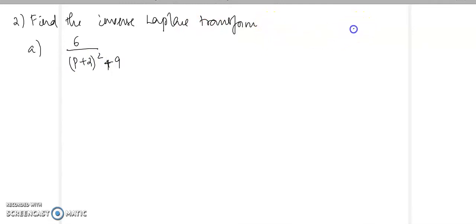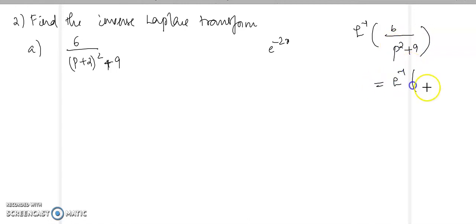So if you take L inverse of 6 by, here p is replaced by p plus 2, that is, p plus 2 comes when we multiply by e raised to minus 2x. Okay. Now let us find what is L inverse of 6 by p square plus 9. So I can take 2 outside of 3 by p square plus 9, where 9 will be 3 square. Okay. So this will be sin 3x. So L inverse of 6 by p square plus 9 will be 2 sin 3x.